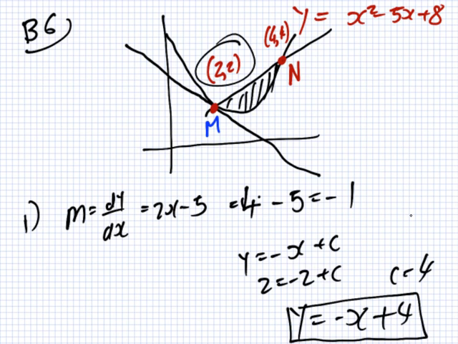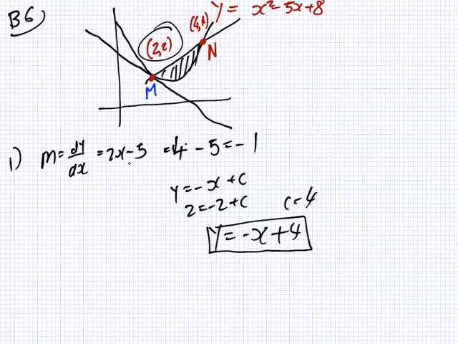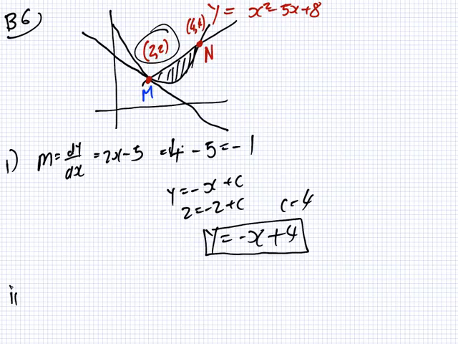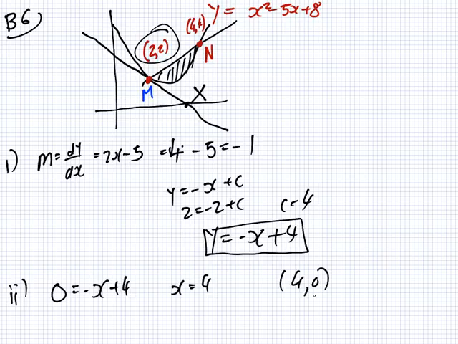What's the next part? This equation meets the x-axis at a point. This is x. Yeah. Oh, that's okay. So 0 equals minus x plus 4. x equals 4. So the answer is 4, 0. Yeah.